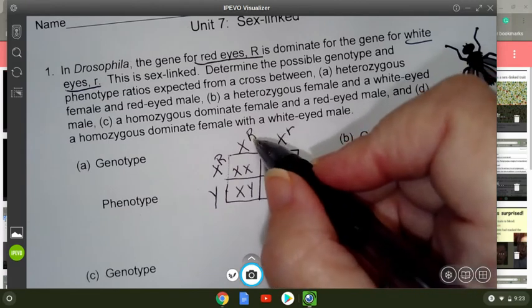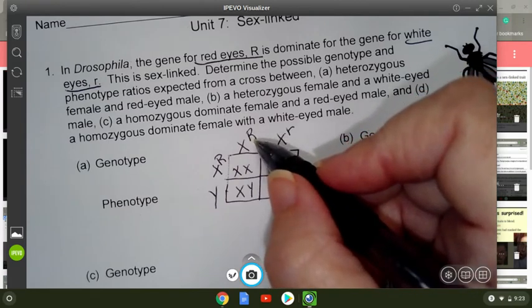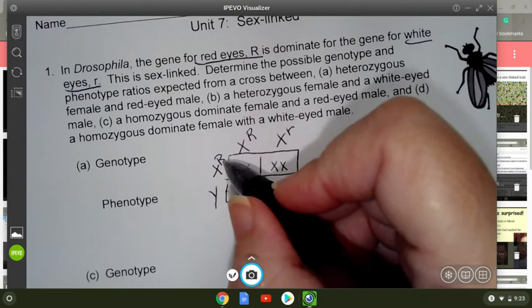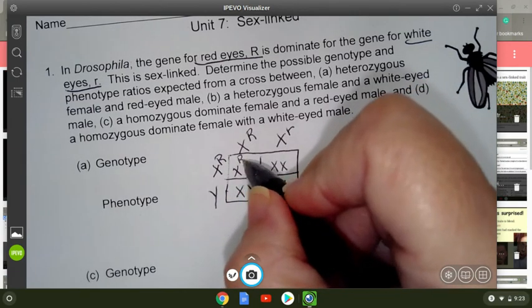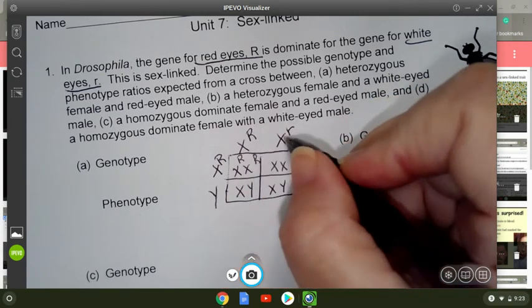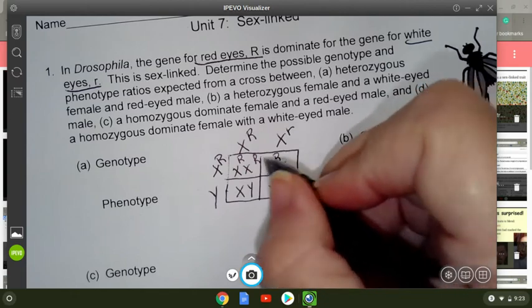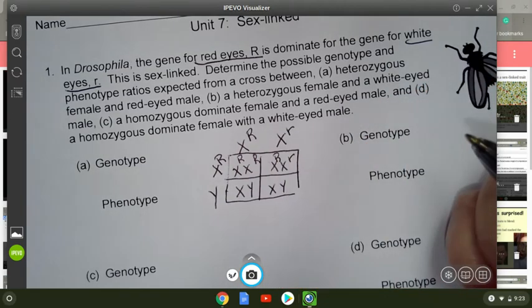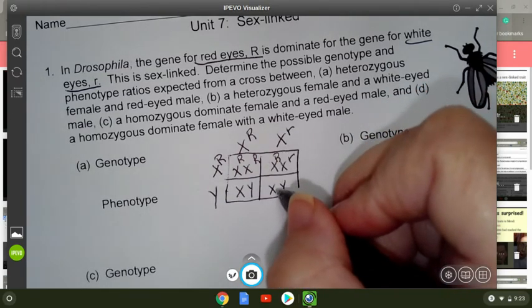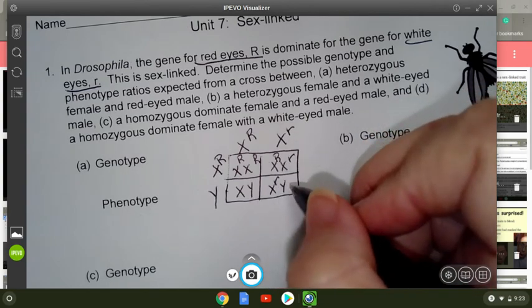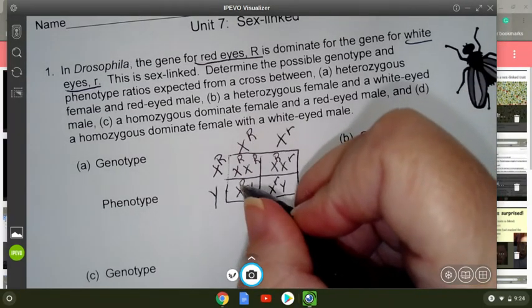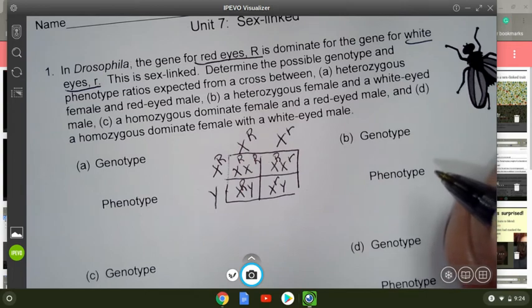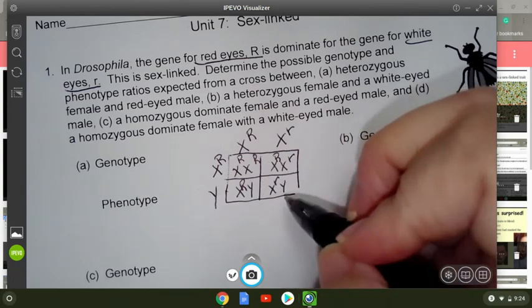Remember, we do it just like we do regular Punnett squares. This is a big R, this is a big R, so this big R comes down, this big R comes down. This is a little r, but we have big R coming across, little r on the side. Here we only have one X, so that's whatever that X is, so it's little r. Here it's whatever this X is, so that's a big R. Our genotypes are our letters.